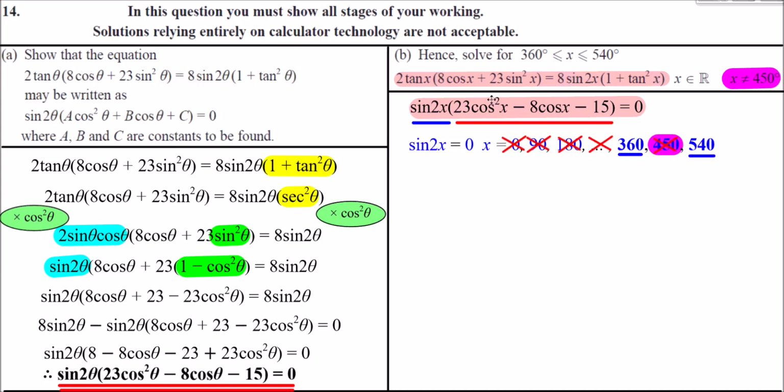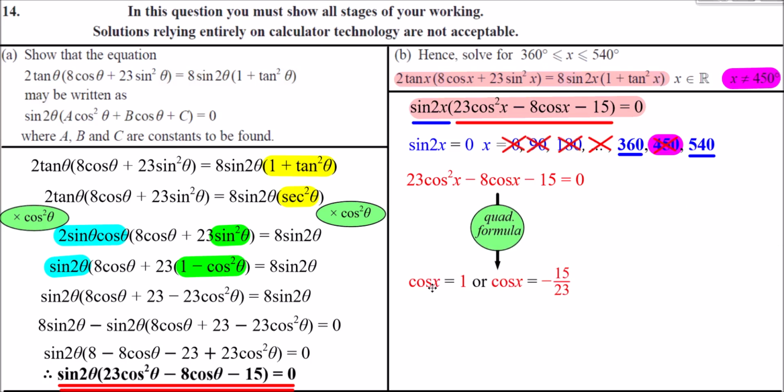We also need to consider what if 23 cos squared x minus 8 cos x minus 15 were equal to 0? That will also give a solution. This is a quadratic in terms of cos x. So if I use the quadratic formula, I can solve and work out what cosine of x needs to be. Cosine of x is equal to 1, or cosine of x equals minus 15 over 23.